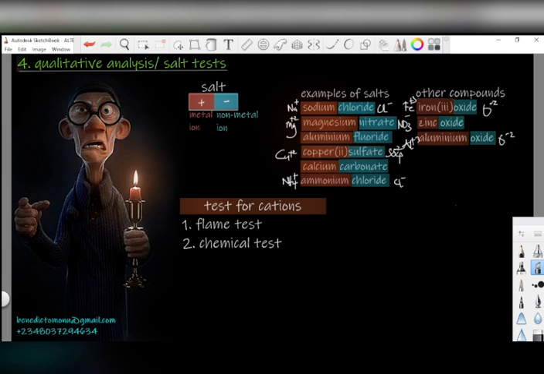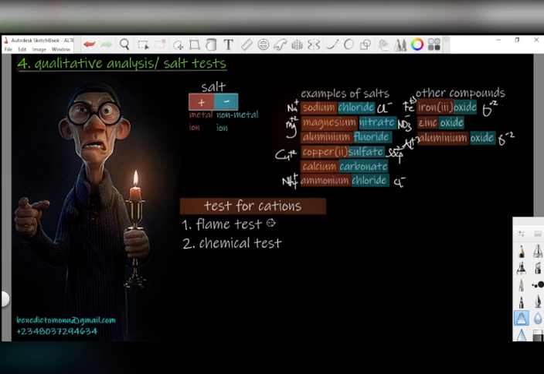Now, we're going to have tests for the cations, which are the positive parts, and of course, tests for the anions, which are the negative parts. We're going to start primarily with the test for cations. There are two ways to test for cations. We have the flame test and the chemical test.